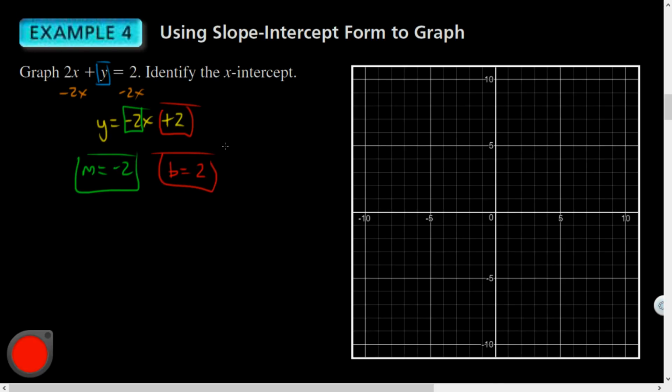Cameron, how do I graph this? Where do I start on my graph? Up 2, I agree, for my y-intercept. And then, right, the slope is negative 2, so I go down 2. And a slope of negative 2, by the way, is the same as negative 2 over 1. So I could go down 2 over 1.